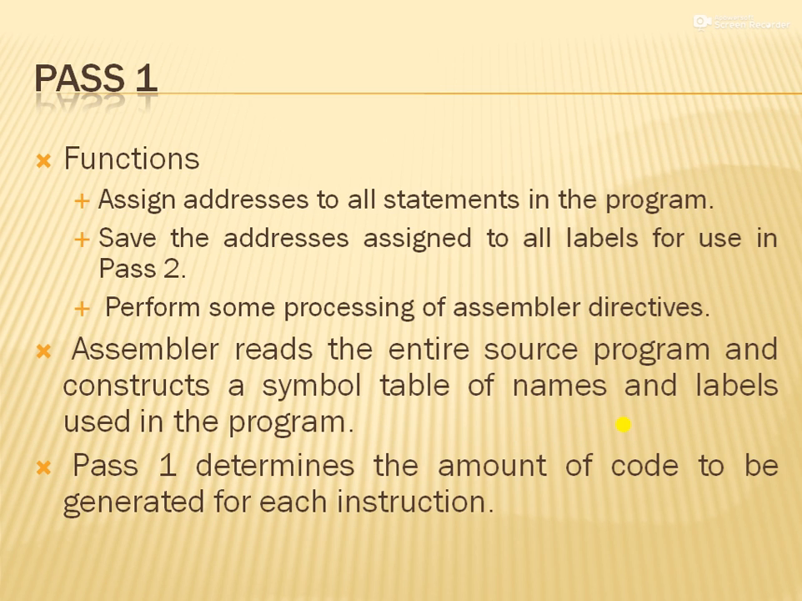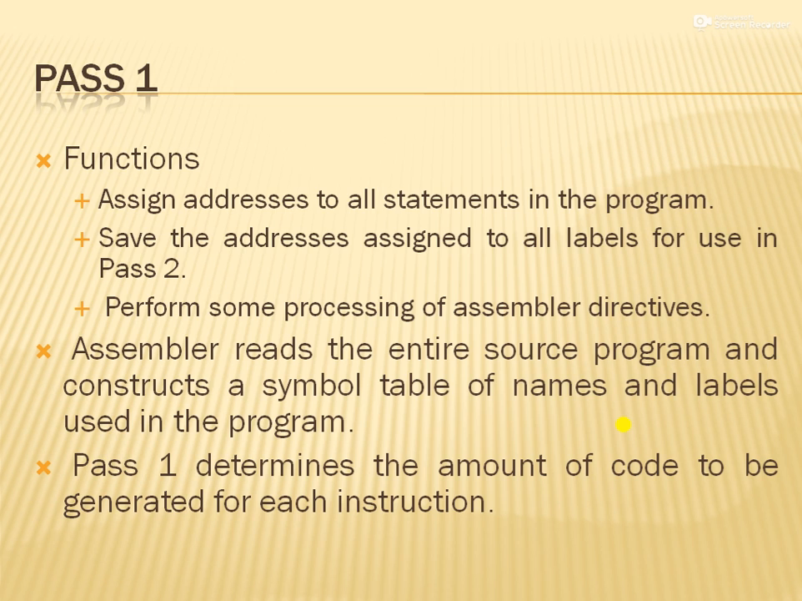Now what are the functions of Pass1? The functions of Pass1 are to assign addresses to all statements in the program, save the addresses assigned to all labels for use in Pass2, and perform some processing of assembler directives. We know that assembler directives are instructions given to the assembler to do certain kinds of processing and they are not converted to machine code.